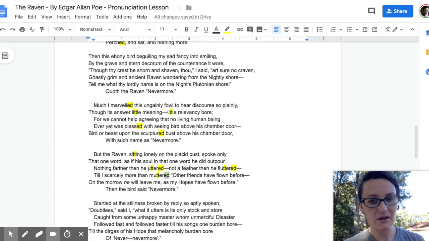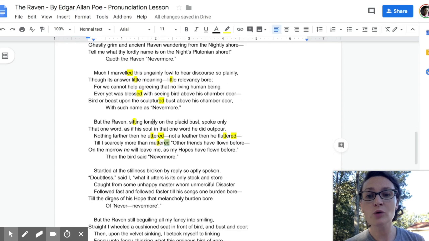But the raven, sitting lonely on the placid bust, spoke only that one word, as if his soul in that one word he did outpour. Nothing farther than he uttered, not a feather than he fluttered, till I scarcely more than muttered, other friends have flown before. On the morrow he will leave me, as my hopes have flown before. Then the bird said, nevermore.